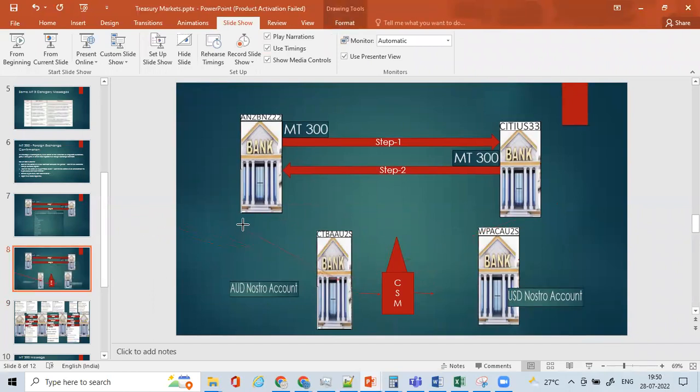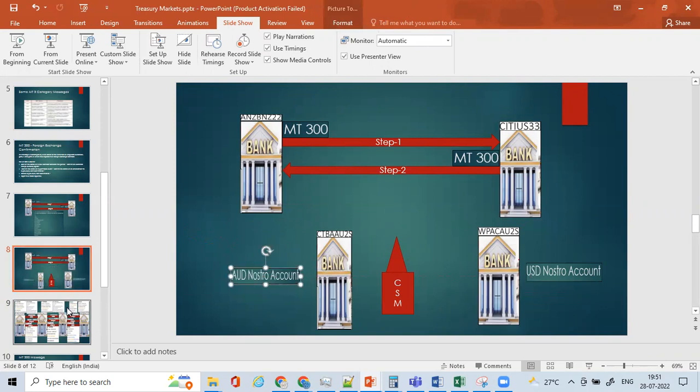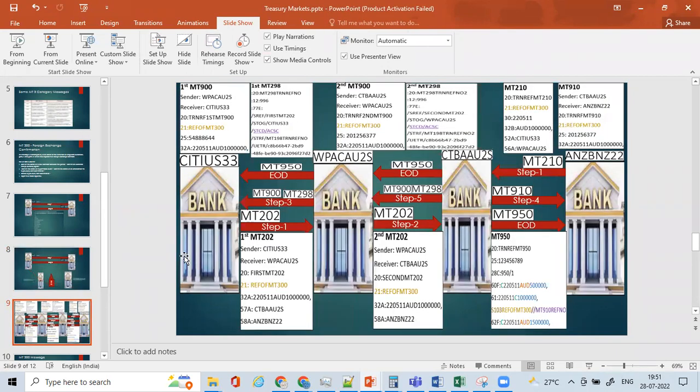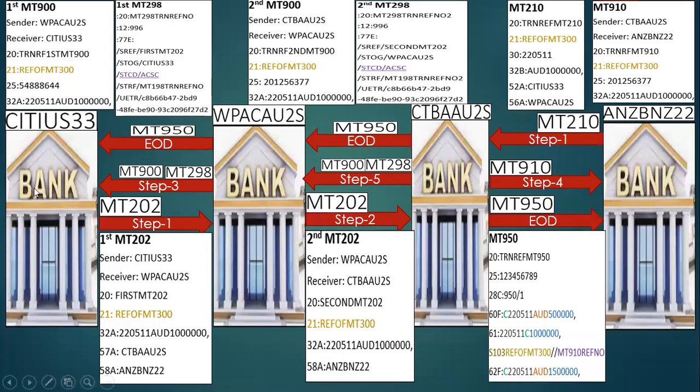And what they will do is City US will send out this MT202 to Westpac AU2S, with which they have this Nostro account, which they will use for the settlement. And Commonwealth Bank of Australia and Westpac Australia will do the payment settlement via the local clearing and settlement mechanism. I'll show it to you how it works over here in a clear picture diagram. So these are the entire steps which take place after this MT300 deal is done between ANZ Bank New Zealand and City US Bank.